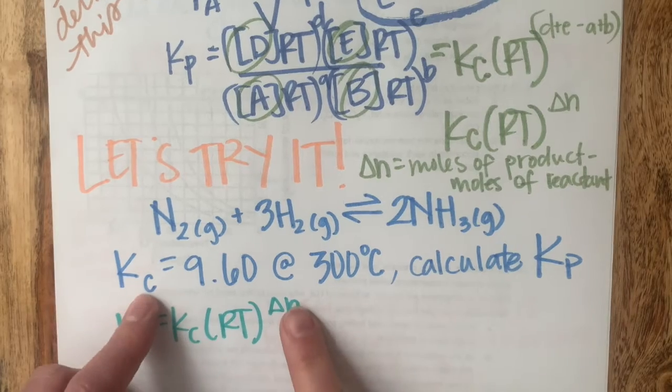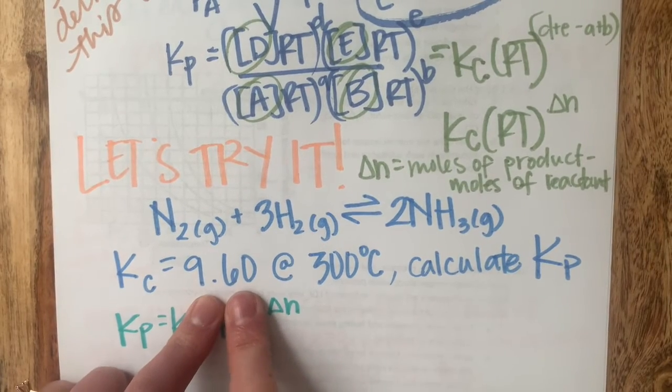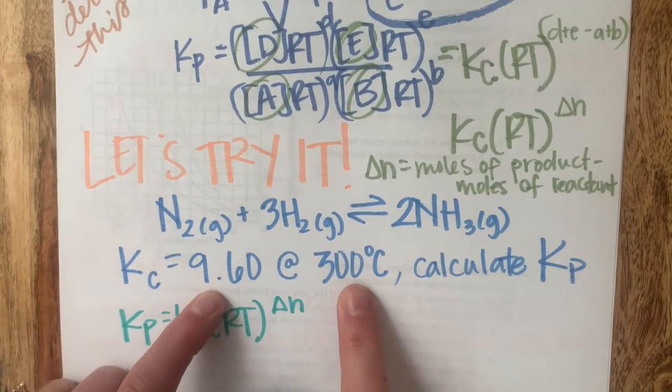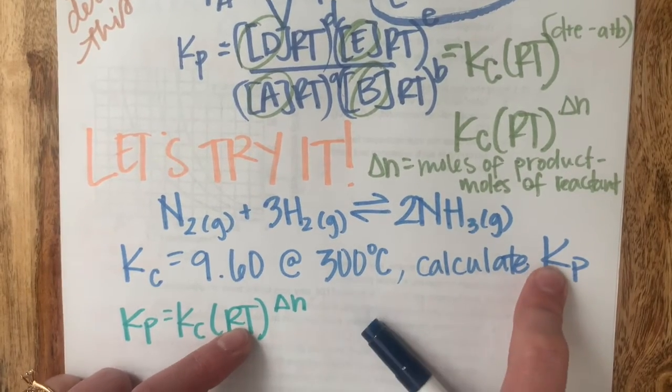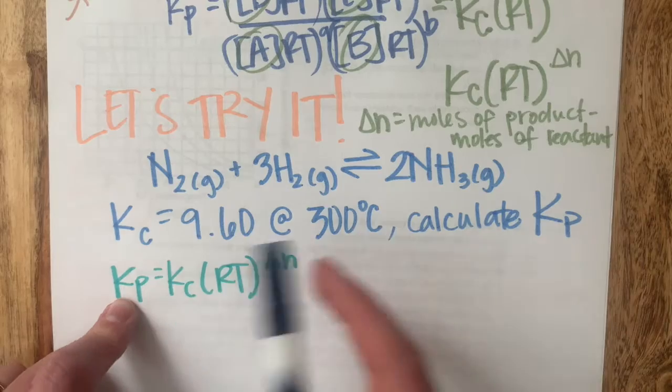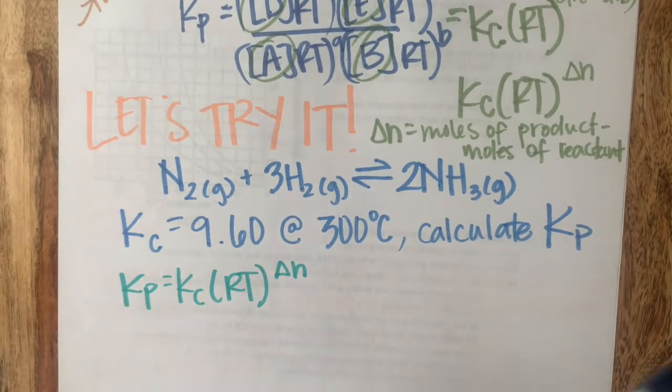Okay, they're giving us Kc. The value is 9.60. It's at 300 degrees C. We just need to know that and say it's consistent. We're then going to calculate Kp. So I gave you the equation right here. So let's just start plugging things in.